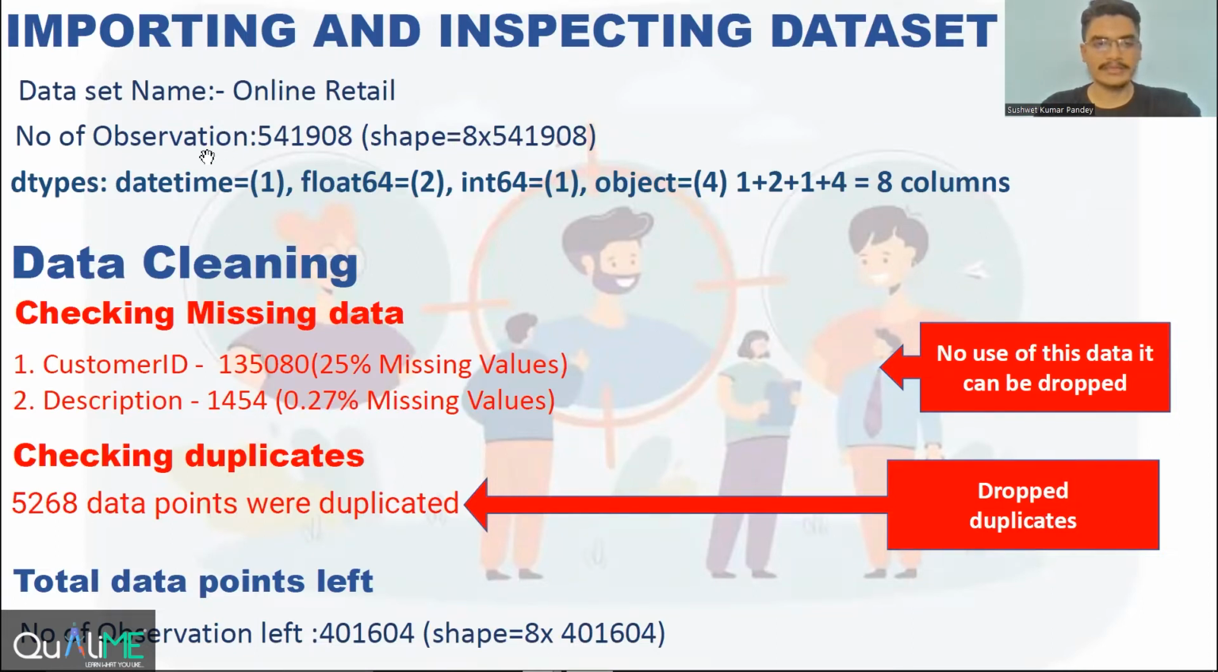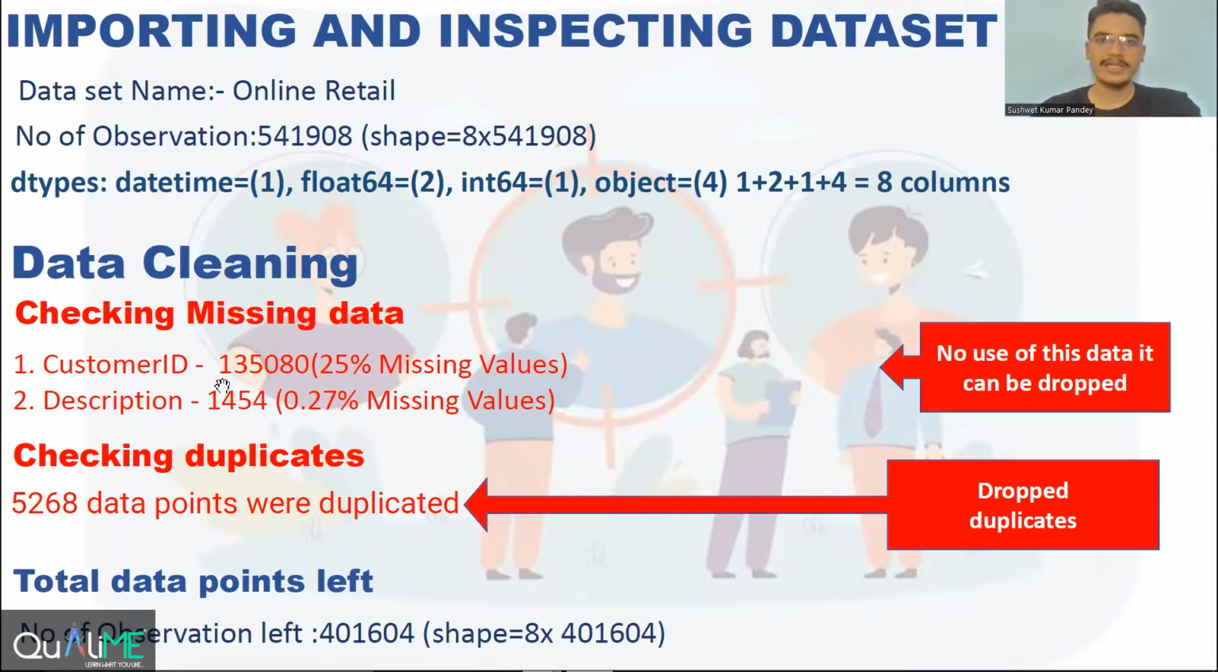After importing the data set and on doing basic inspection, we found the following details. So it has around 500,000 records and 8 columns. We found out that there were some missing values in these two columns. So around 25% of the data was missing from the customer ID column, and around 0.27% values were missing from the description column. We dropped all such records where the customer ID was missing because we were going to separate the customers on the basis of customer ID only.